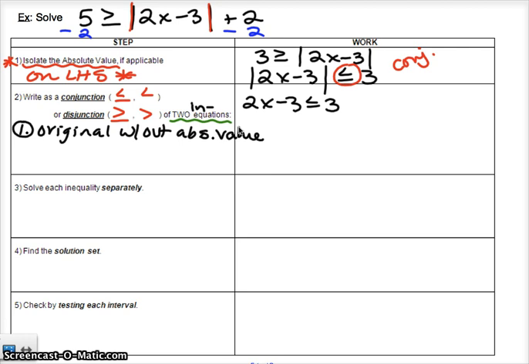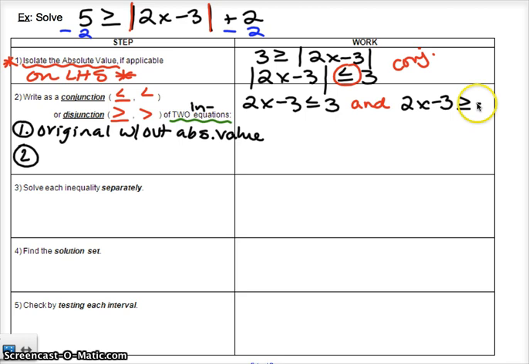You're going to write the word and in between so that you remember you're looking for an overlap. The next inequality that you are going to write down is almost the same. You start off with 2x minus 3, but you're going to flip the inequality symbol. So it was less than or equal to. You're going to make it greater than or equal to.